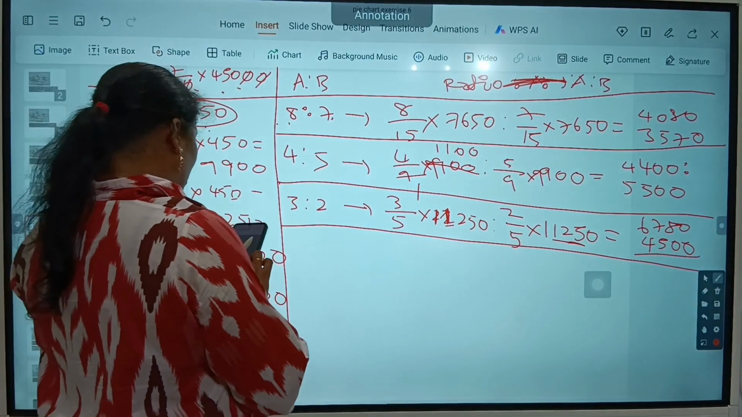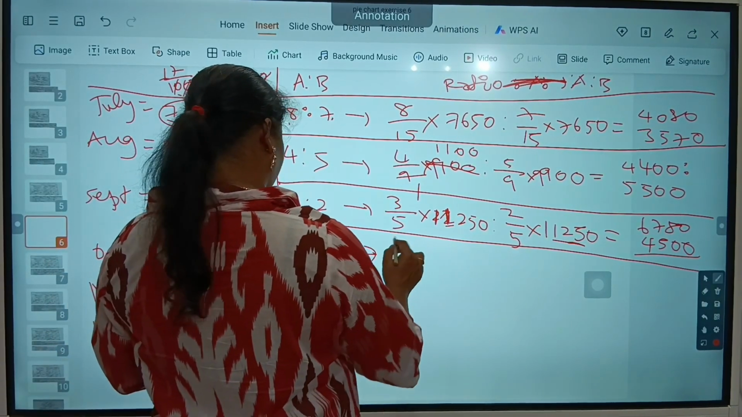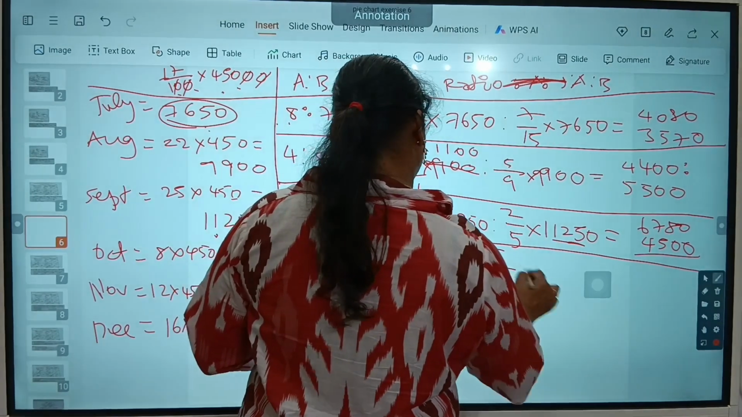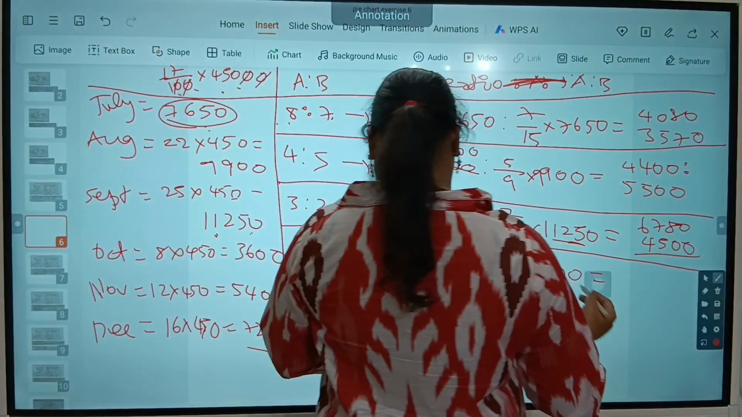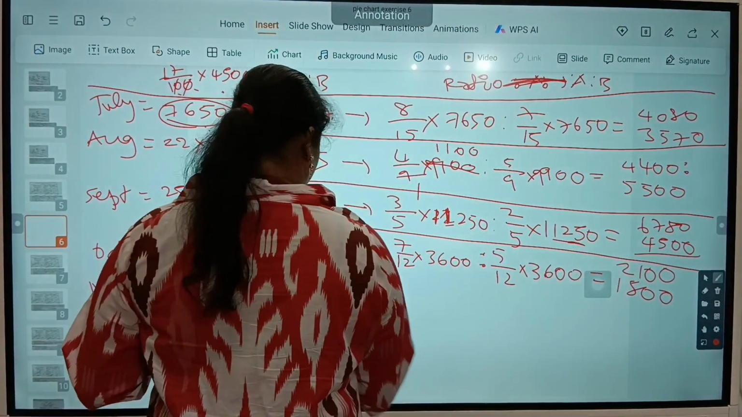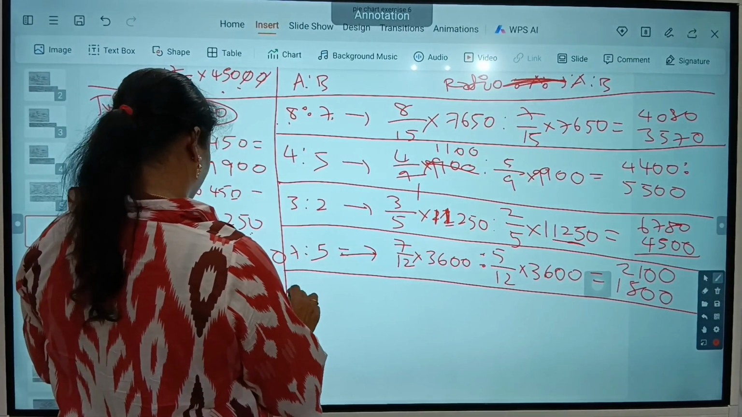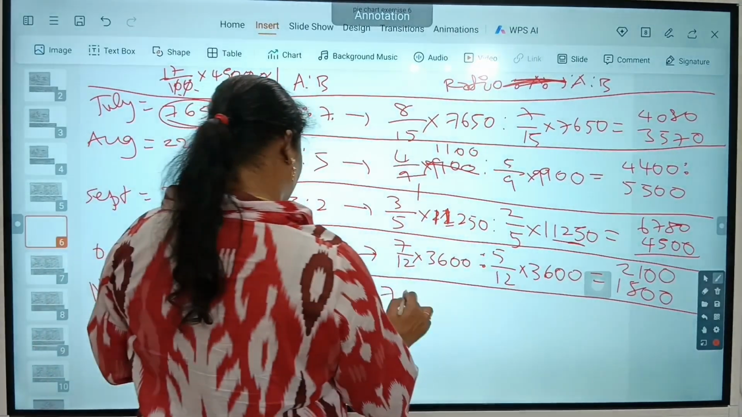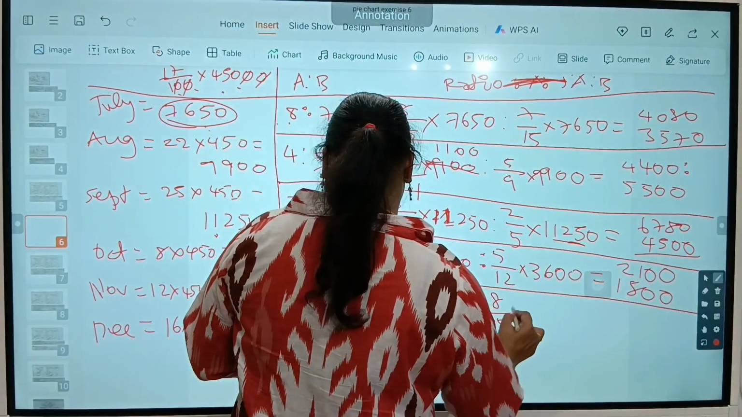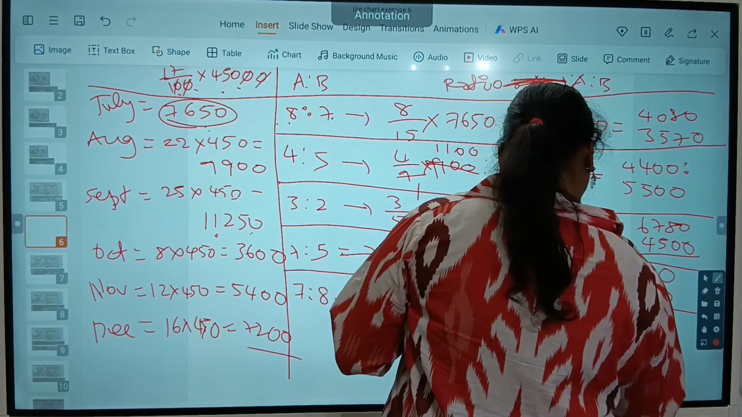Okay. And the fourth value is 7:5. 7 by 12 into 3600 is to 5 by 12 into 3600. This is 2100 and 1500. Again 7:8. 7 by 15 into 5400 is to 8 by 15 into 5400. That is 2520 and 2880.